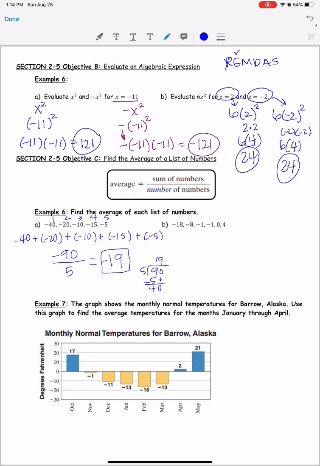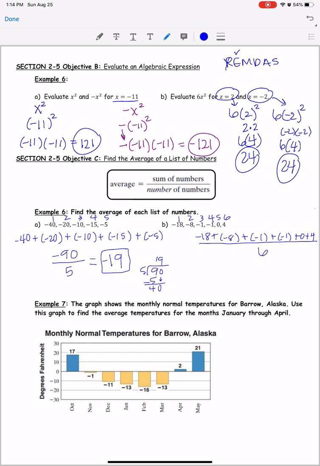Do the same thing for B in example 7. You're going to add up negative 18 plus a negative 8 plus a negative 1 plus a negative 1 plus 0 plus 4. And then that would all be over the number of numbers that you have. You've got 1, 2, 3, 4. This 0 counts as a number, 5, and then 6. So you divide that all by 6.